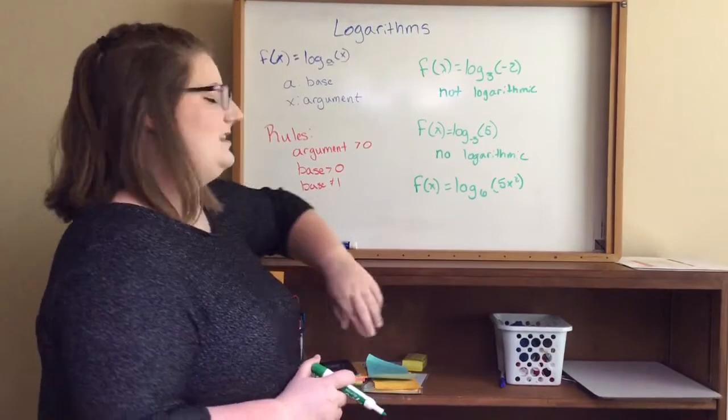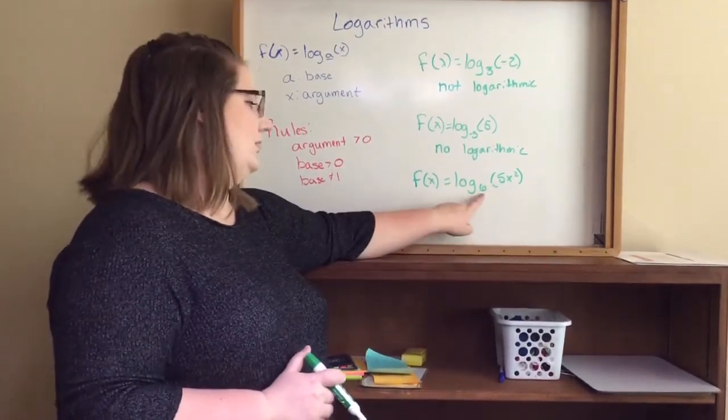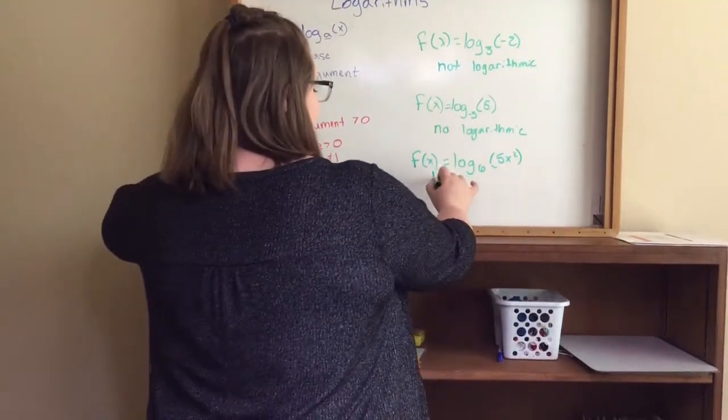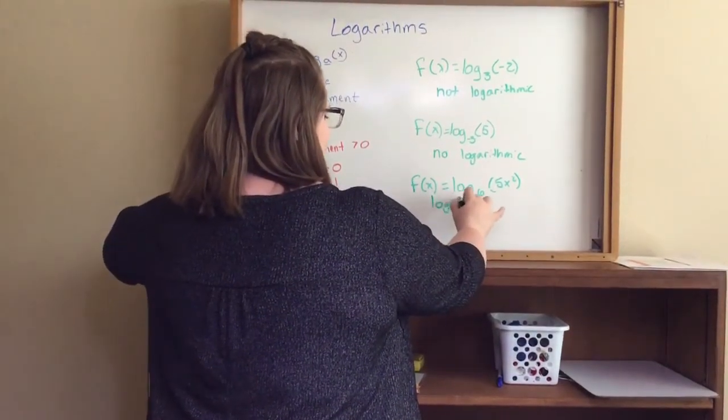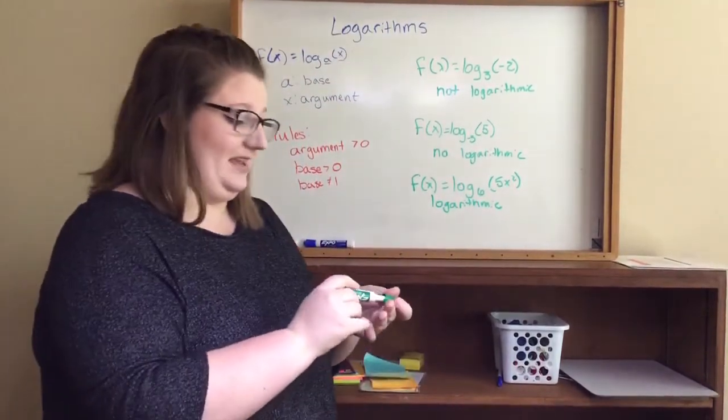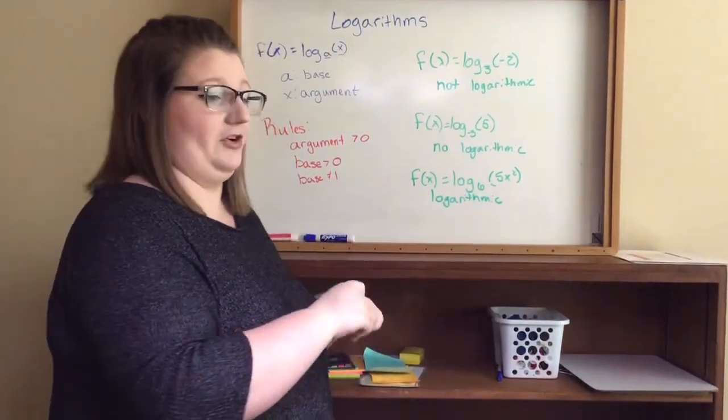And rule number 3 says the base cannot equal 1. Well, 6 is not equal to 1, so we're good there. So this last function would be considered a logarithmic function. All right, so that's how to determine if a function is logarithmic or not.